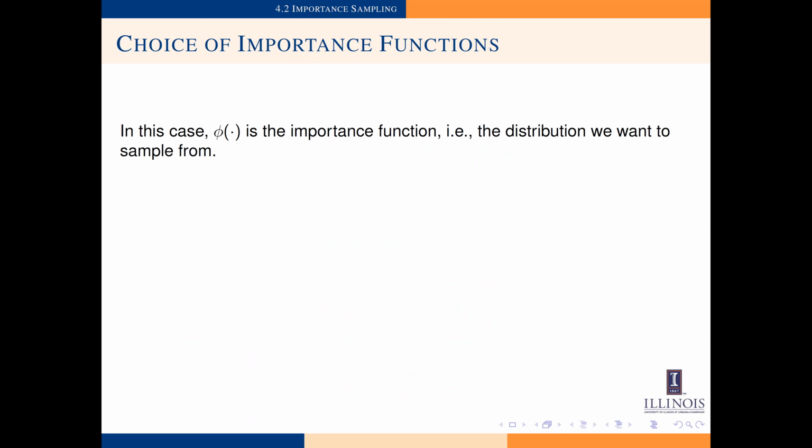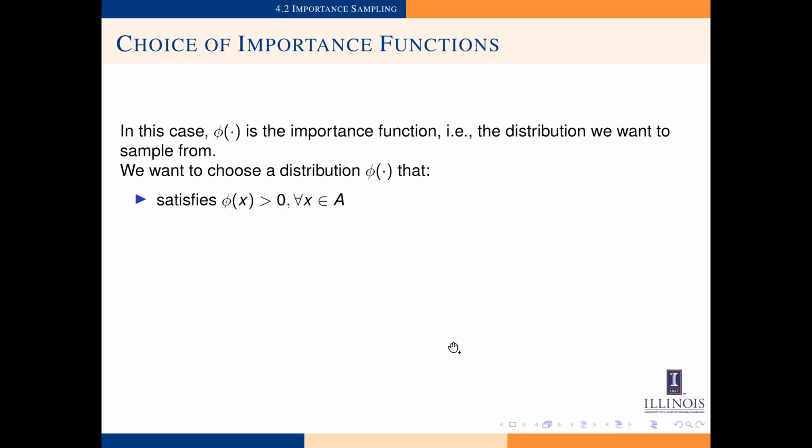In this case, our importance function is no longer f. Our phi is the importance function. That is the distribution we want to sample from. Given by the earlier rule of thumb, we want to choose a distribution phi so that it satisfies phi of x is greater than 0 for all of the possible x's in the region A. In other words, the support of the random variable with density phi has to be larger than or equal to the support of the random variable x with density f(x).